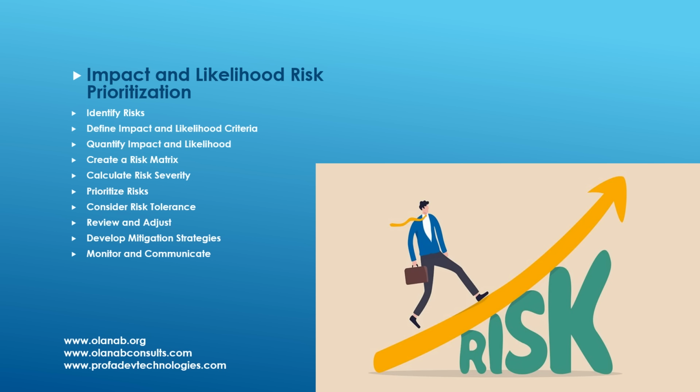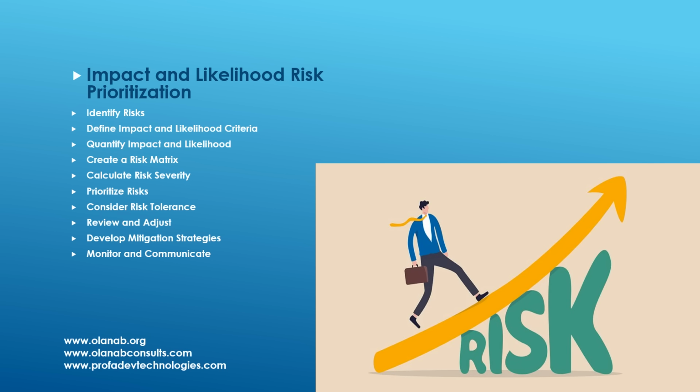Now, risk identification, or identify risks. Begin by identifying potential risks that could affect your project, organization, or initiative. This can be done through brainstorming sessions, historical data analysis, and expert interviews. Second, define impact and likelihood criteria. Clearly define the criteria for assessing the impact and likelihood of each identified risk. Impact refers to the magnitude of the consequences if the risk event occurs, while likelihood refers to the probability of the risk occurring.